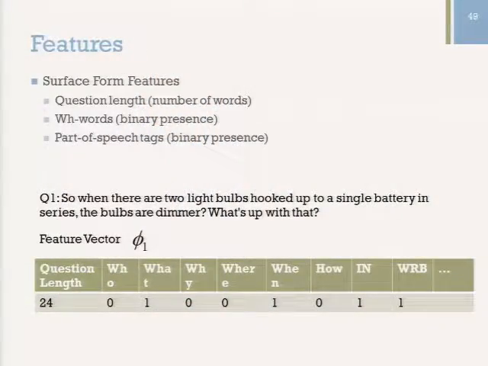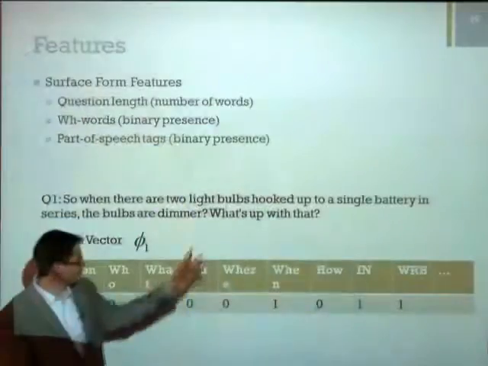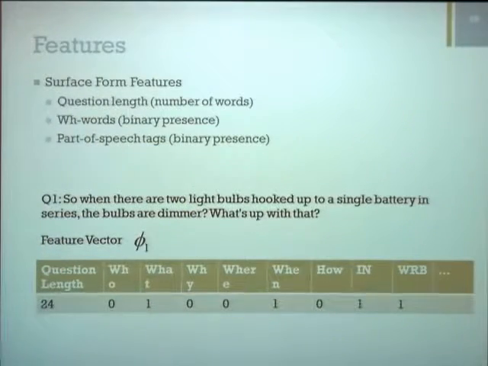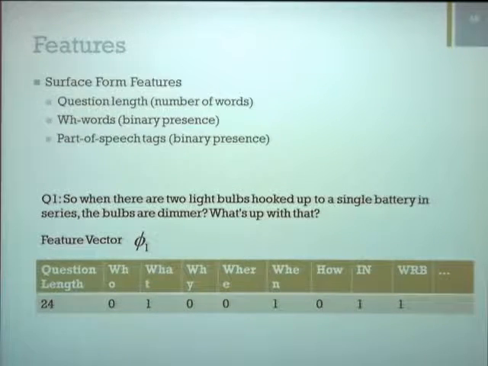And so here's a question and the feature vector we would get out of that single question. We naively just take the WH word and put that as a binary, but then we also take the bag of part-of-speech tags and just low-level commonly used features in NLP.